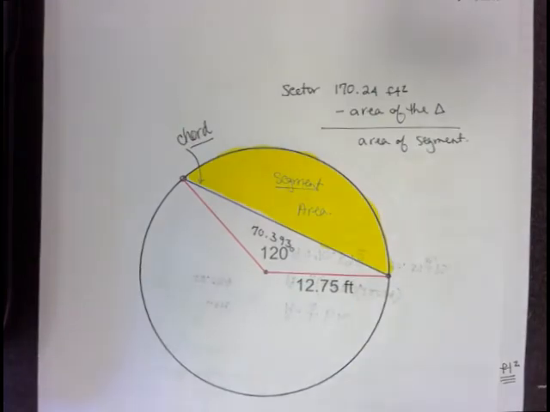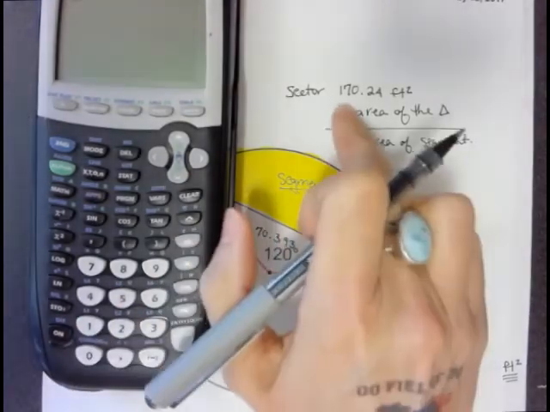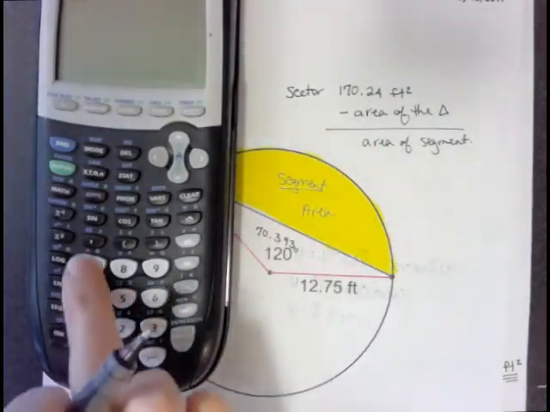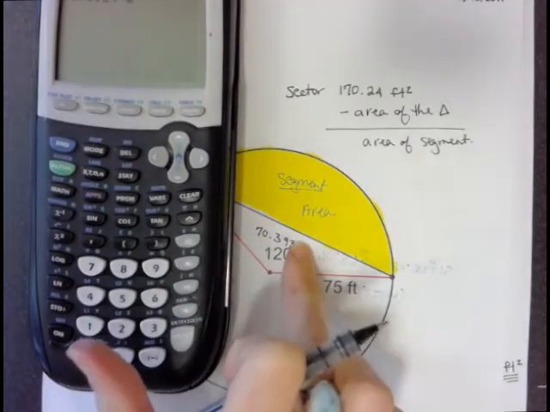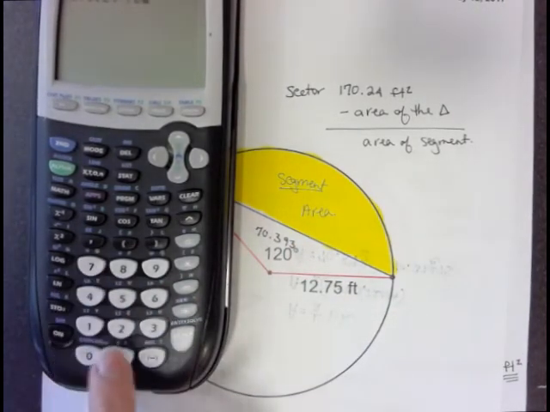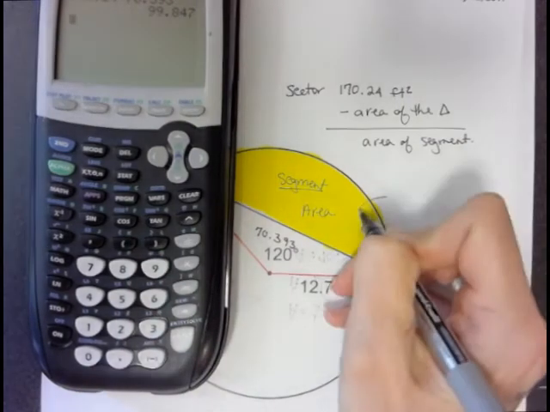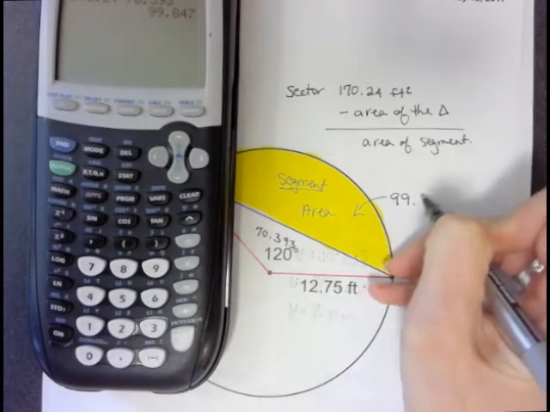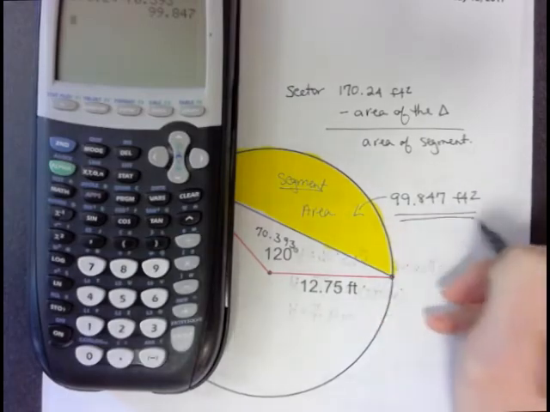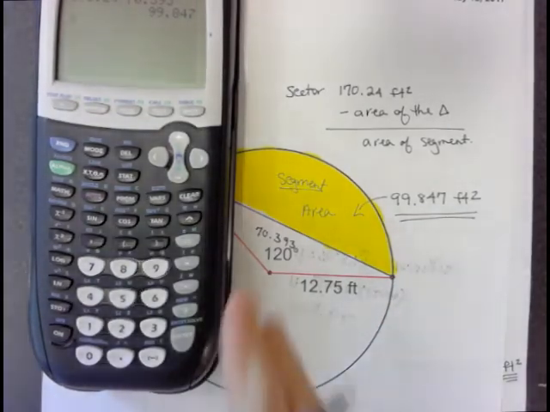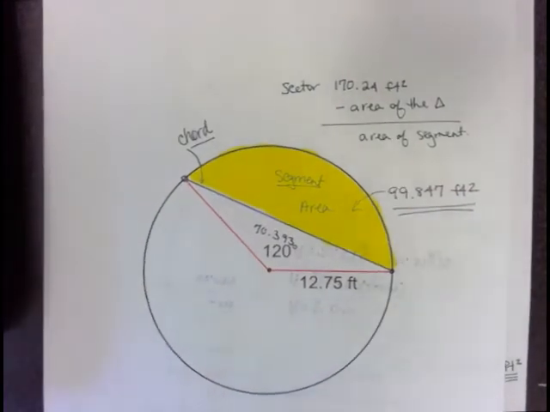So I just go back and I do my math. Let's do it on a calculator to make it easy. The area of the whole sector that we got before is 170.24. I subtract that triangle because it's not part of the shaded region anymore, 70.393, and I get 99.847 square feet. So that's a lot of work, and you can practice that on your own, but we're also going to do this in class. I'm going to give you one to look at.